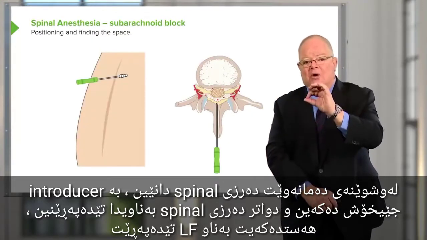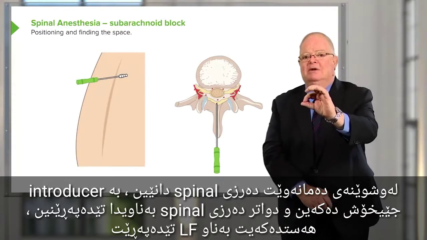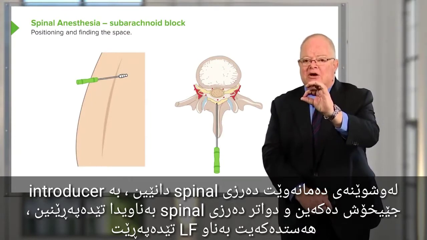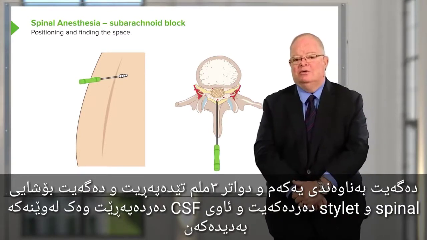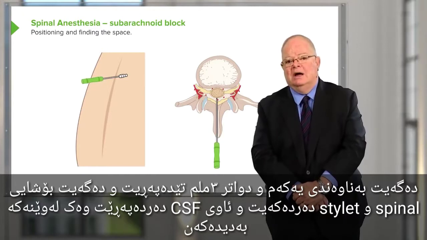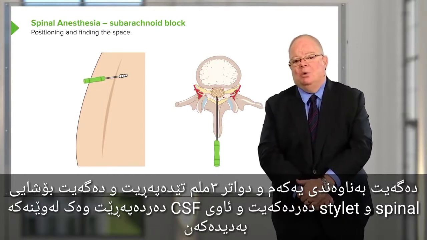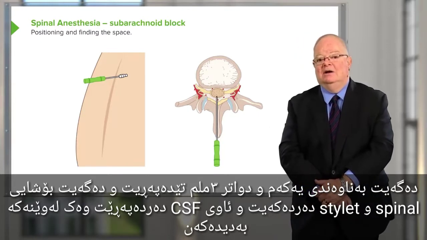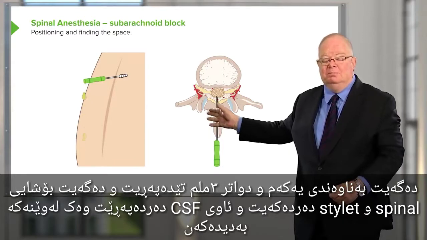And as you become more experienced, you can feel the needle popping through various levels of ligaments. You hit the ligamentum flavum, and you get quite a big pop, and then you advance just a tiny bit more, that 2 or 3 millimeters that I mentioned before, and you can feel another pop. And at that point, if you take the stylet out of the needle, you get cerebral spinal fluid coming out, as you can see in this picture.